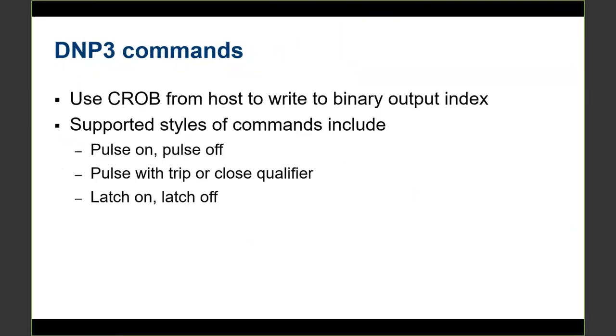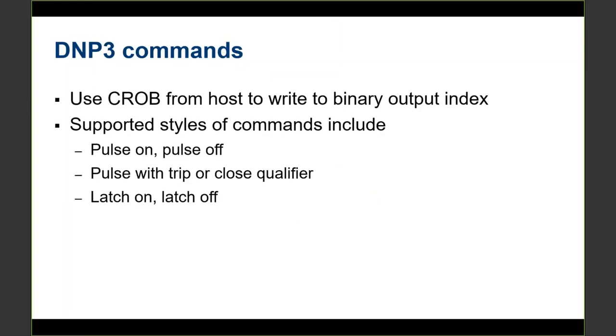The control relay output block, or CROB, is used to send control to the slave station, and it operates based on several parameters. The user can send a select before operate for security purposes, or use a direct operate command. The standard allows different types of commands such as push on, latch off, and trip close.